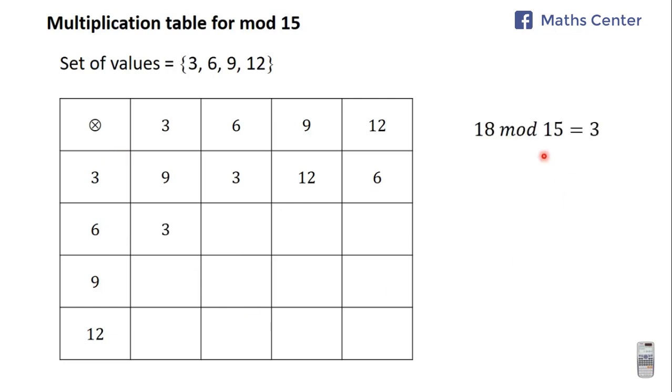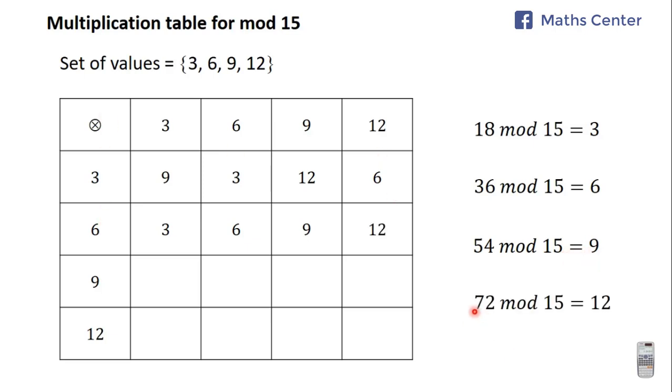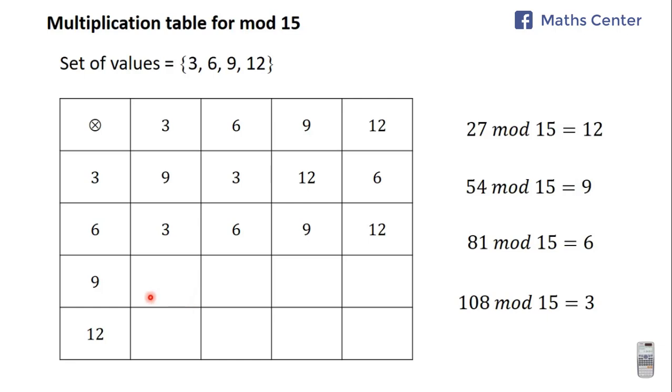6 times 3 is 18. 18 mod 15 is 3. 6 times 6 is 36. 36 mod 15 is 6. 6 times 9 is 54. 54 mod 15 is 9. 6 times 12 will give us 72. 72 mod 15 is 12. Let's move on to the next rule.